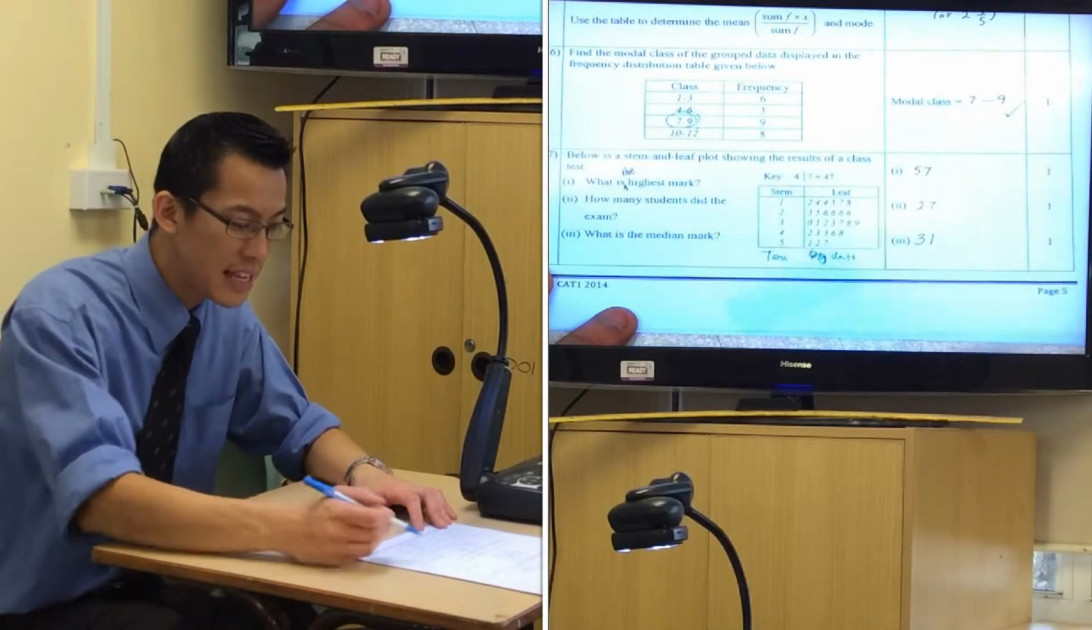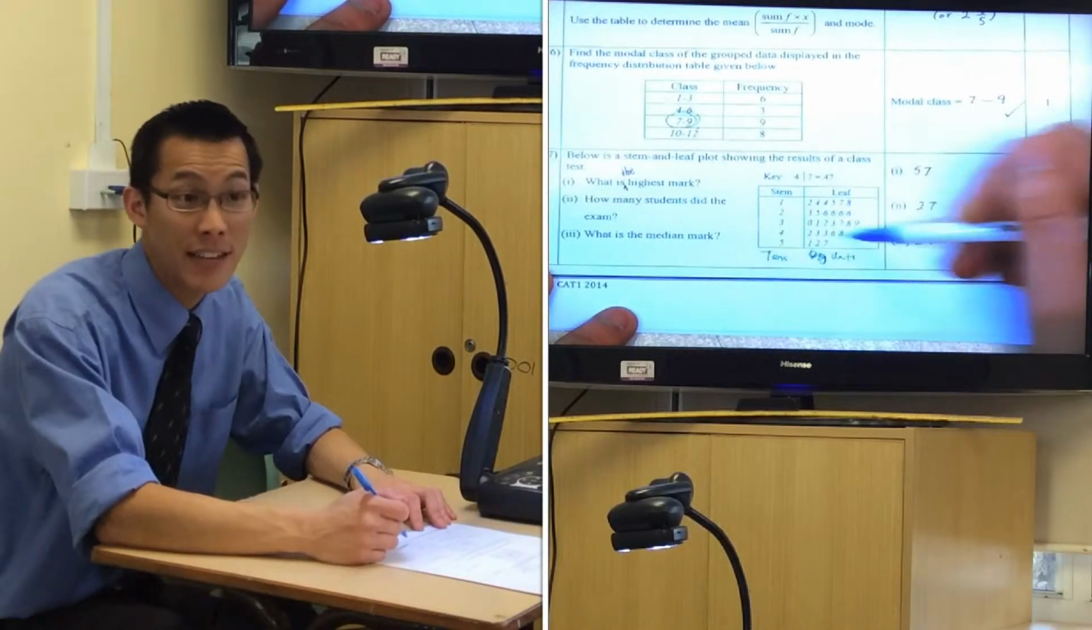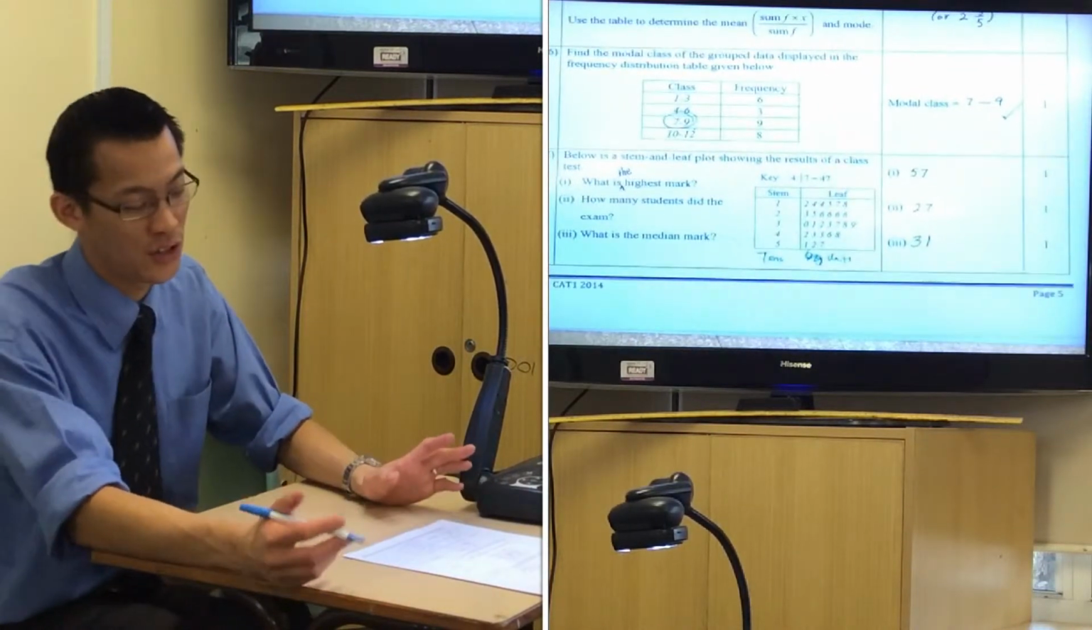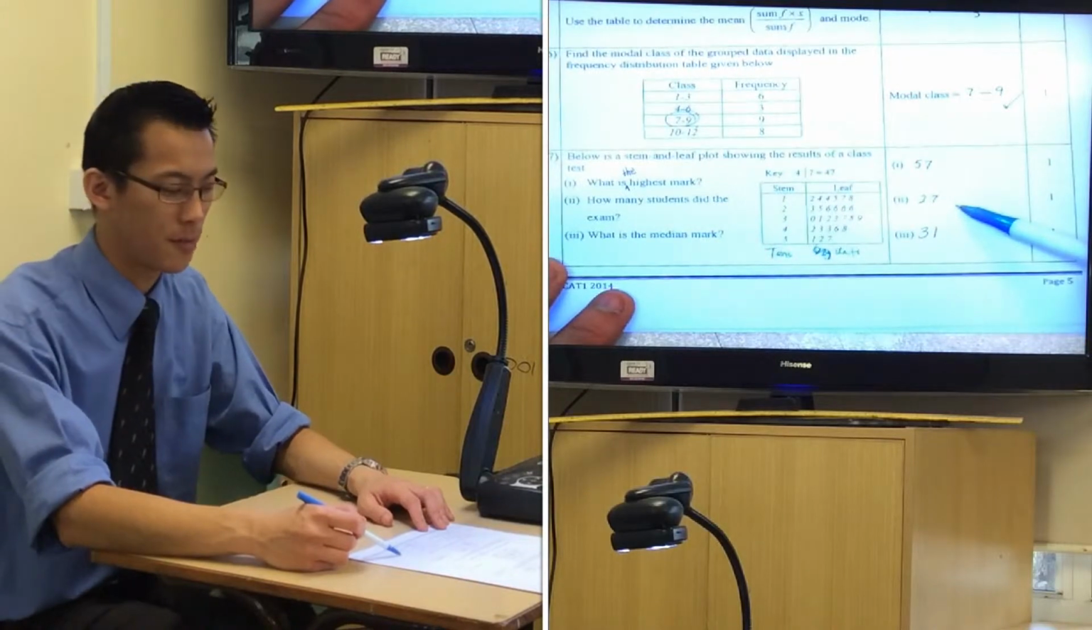How many students did the exam? You have to count out how many leaves there are. Each leaf represents an individual student. So that's where you get 27 from.